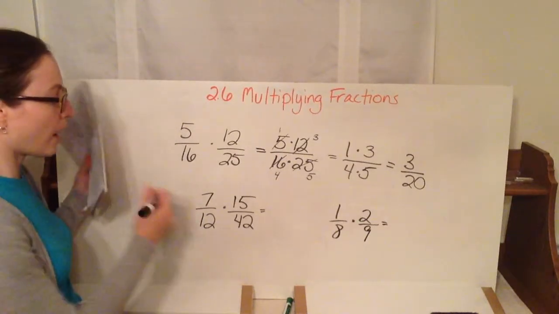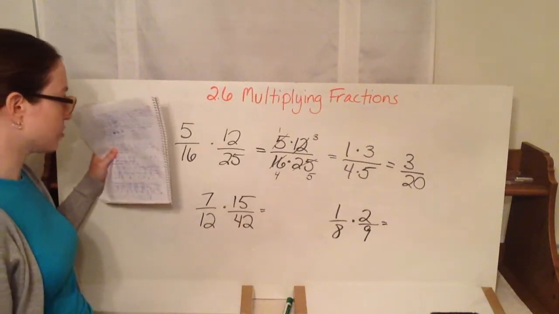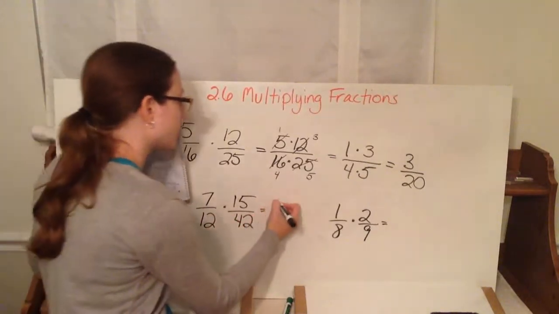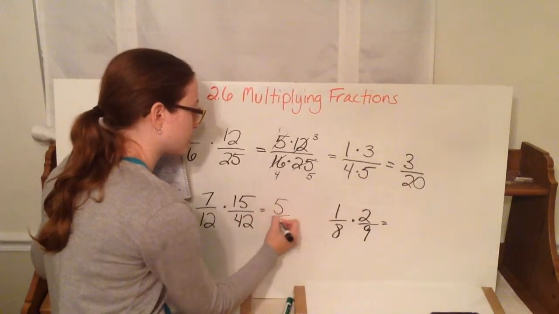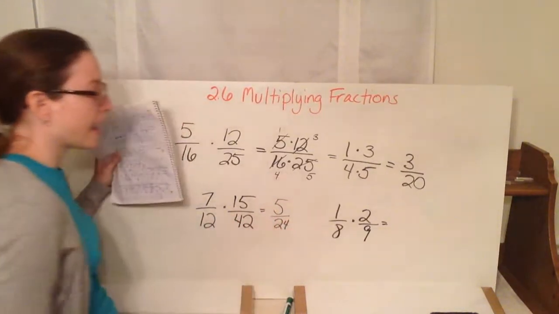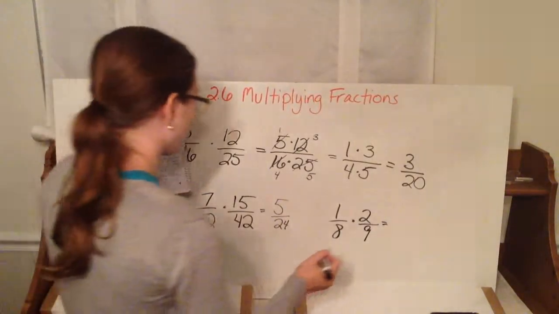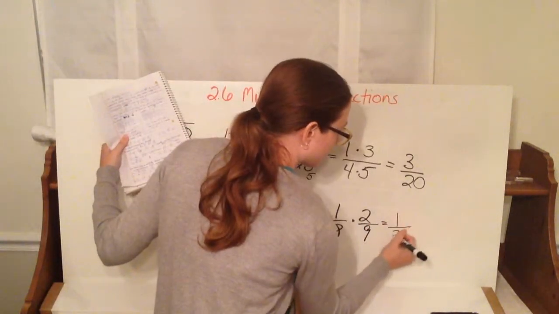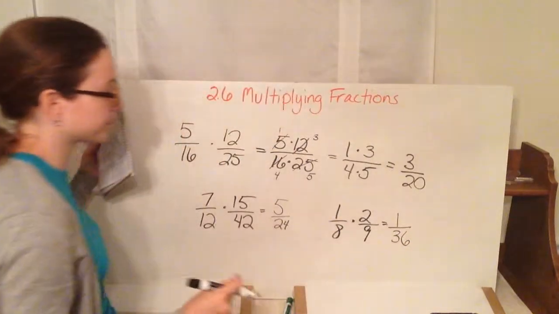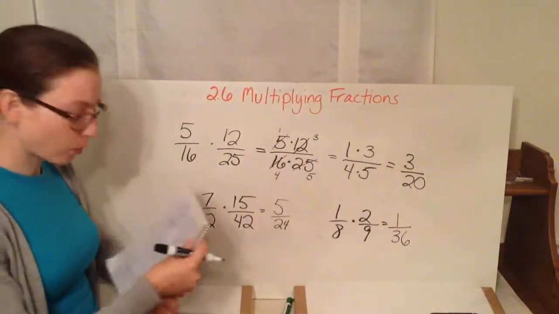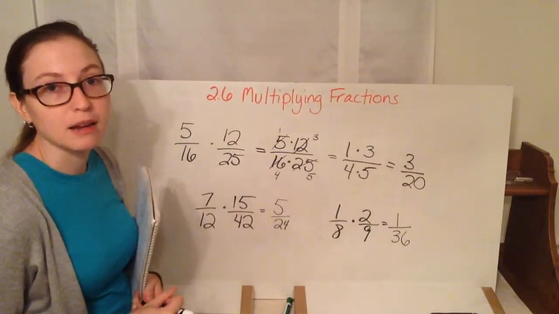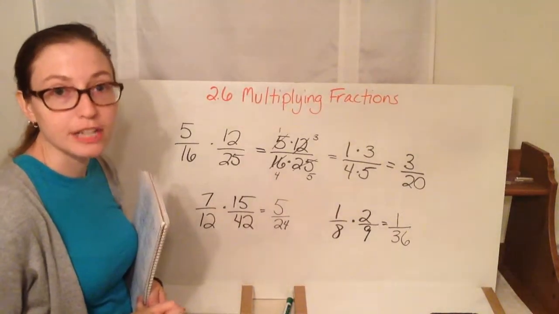Okay, hopefully as you multiply these and we're able to reduce, for the first one you should get 5 over 24. And for the second one you should get 1 over 36. Okay? I'll do a separate video for multiplying of mixed numbers, which is not overly difficult either. Okay?